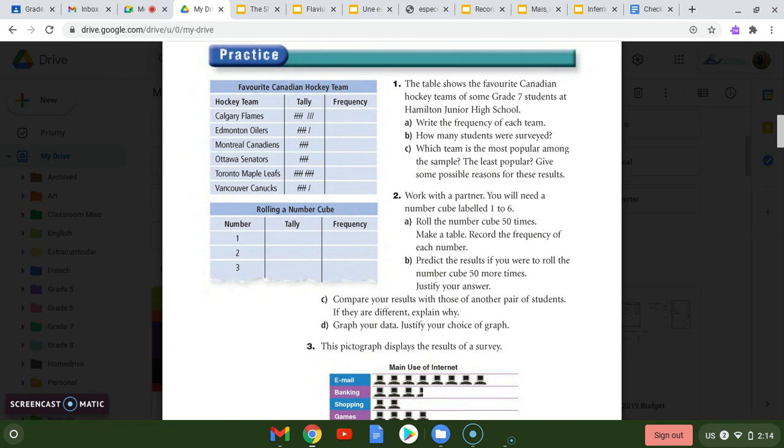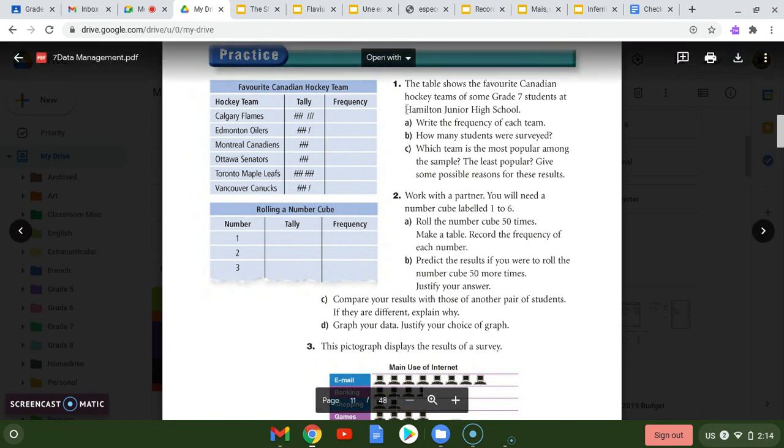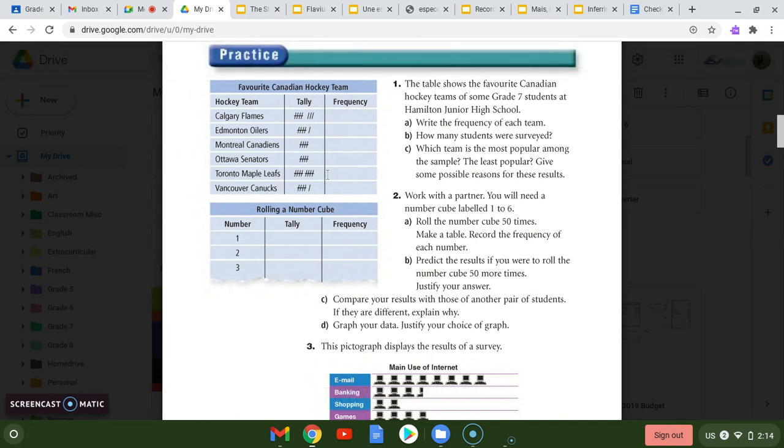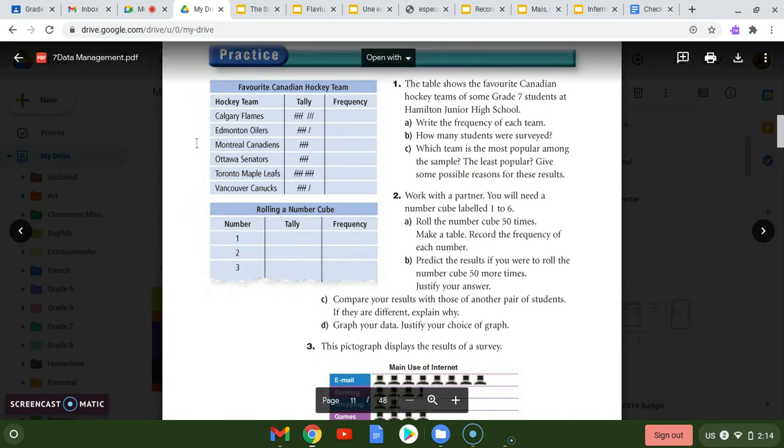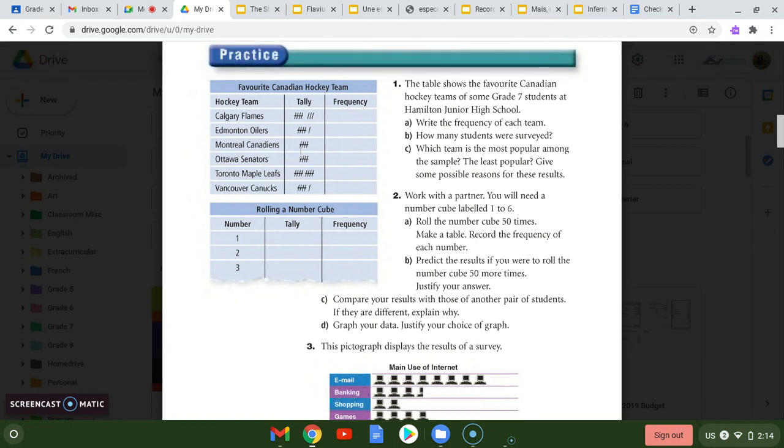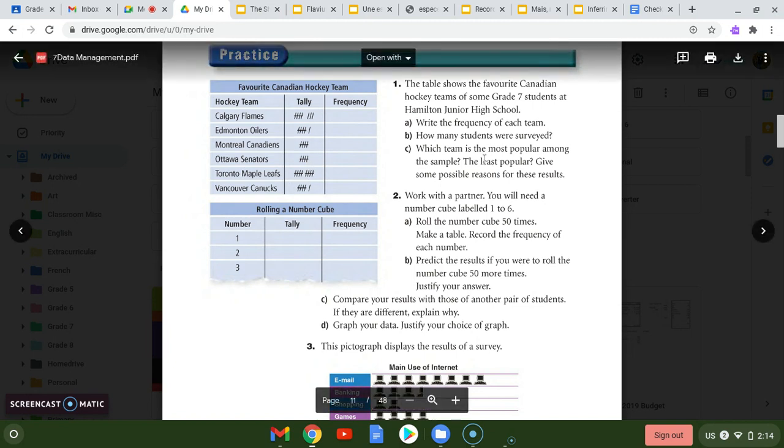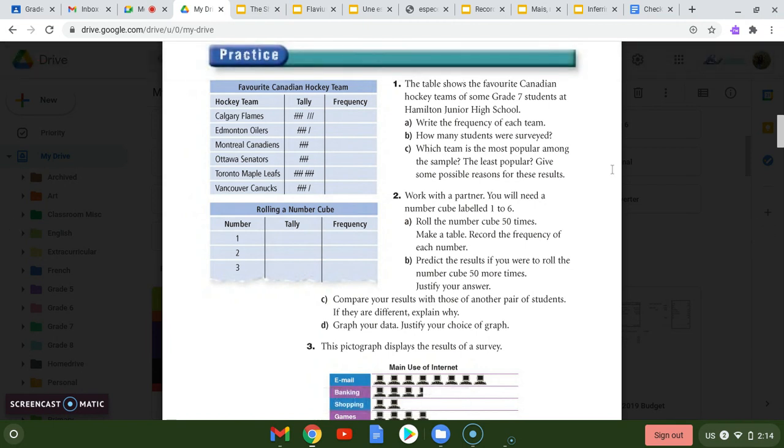Well, Hamilton is very close to Toronto, so that makes sense that a lot of people are Toronto fans. And Toronto, their quote-unquote arch rivals are these two teams right here, the Canadiens and the Senators. So it makes sense that they would be the least likely to be chosen, and then the Toronto Maple Leafs would be the most likely. And I'm sure you can have reasons of your own as well as you go along.